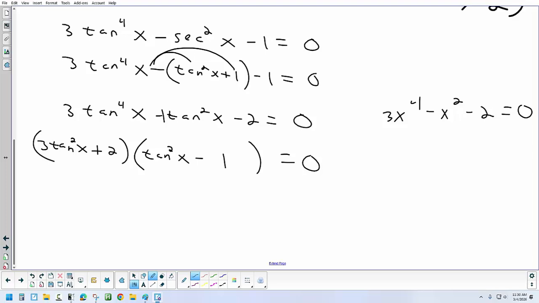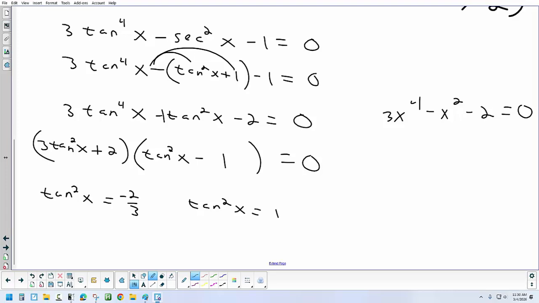Help us out. How about, set each factor equal to 0. So tan squared x equals... and what would go on the other side? Yeah, negative 2/3. Come back to that. And on the right, well, Kylie, tan squared x would equal 1.